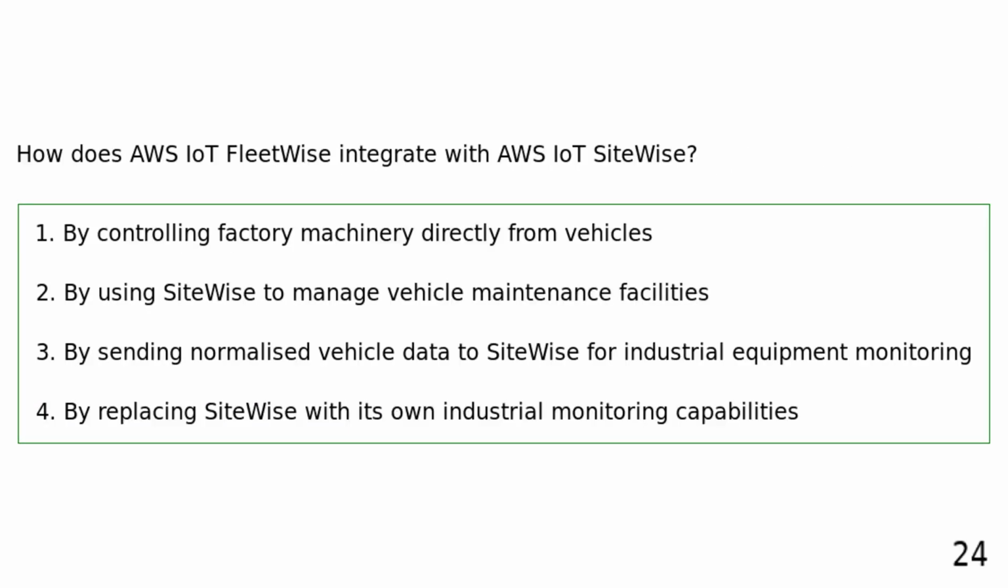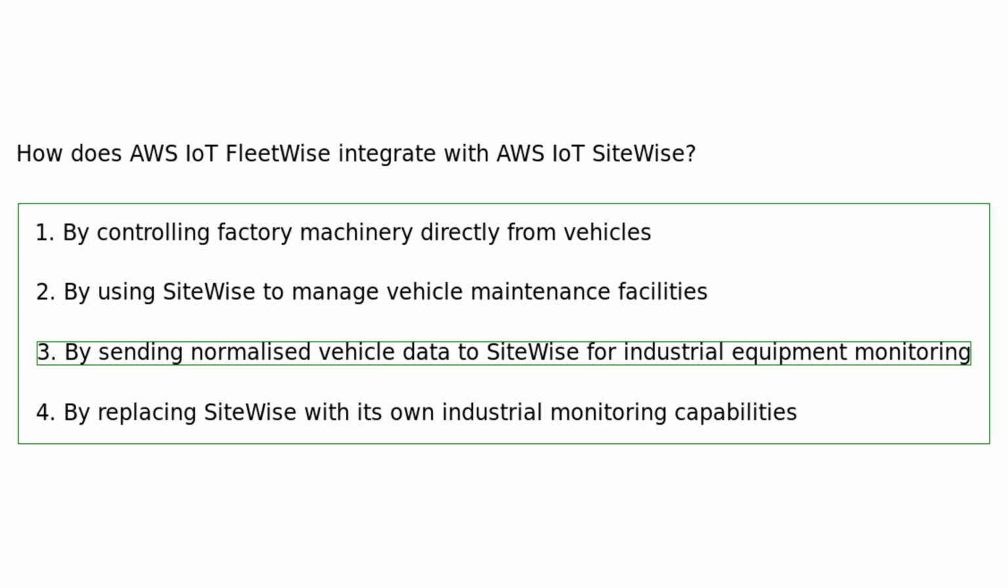How does AWS IoT FleetWise integrate with AWS IoT SiteWise? By controlling factory machinery directly from vehicles. By using SiteWise to manage vehicle maintenance facilities. By sending normalized vehicle data to SiteWise for industrial equipment monitoring. By replacing SiteWise with its own industrial monitoring capabilities. AWS IoT FleetWise integrates with AWS IoT SiteWise by sending normalized vehicle data to SiteWise, which can then be used for monitoring industrial equipment or facilities related to the automotive industry.